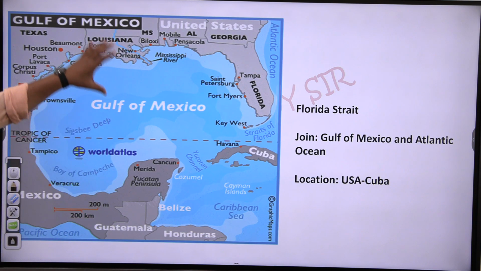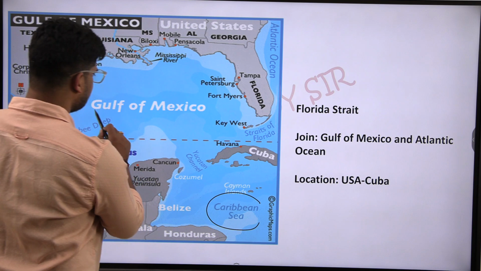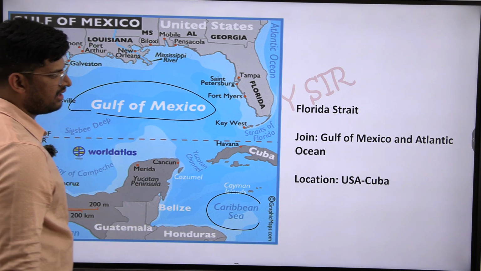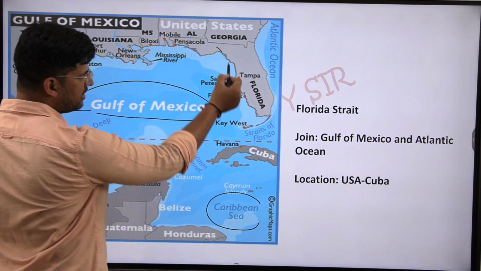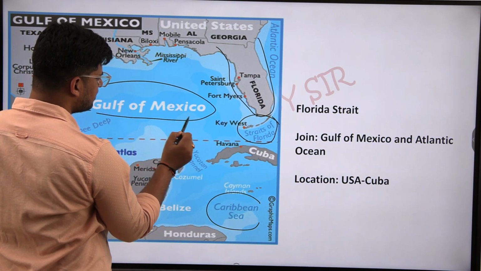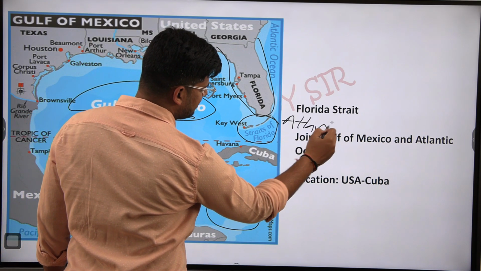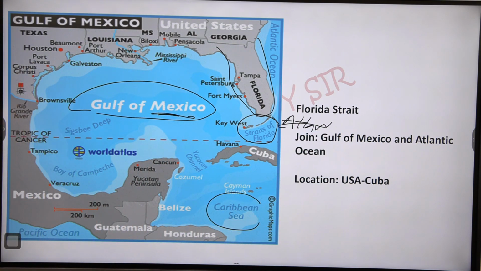Next, Gulf of Mexico. Here you can see the Caribbean Sea and Gulf of Mexico, and this is Florida. This is the Strait of Florida. The Strait of Florida connects the Gulf of Mexico with which ocean here? Atlantic Ocean. Strait of Florida connects the Gulf of Mexico and Atlantic Ocean.